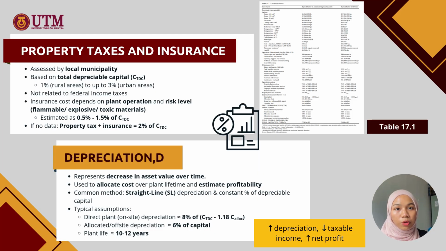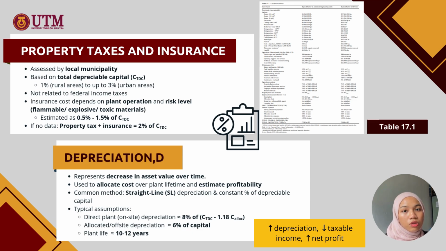Next, we move on to property taxes and insurance. These costs are assessed by the local municipality, not by federal tax authorities. So they are calculated based on the total depreciable capital, CTDC, which represents the planned investment value. Typically, property taxes range from 1% in rural areas up to 3% in urban areas.